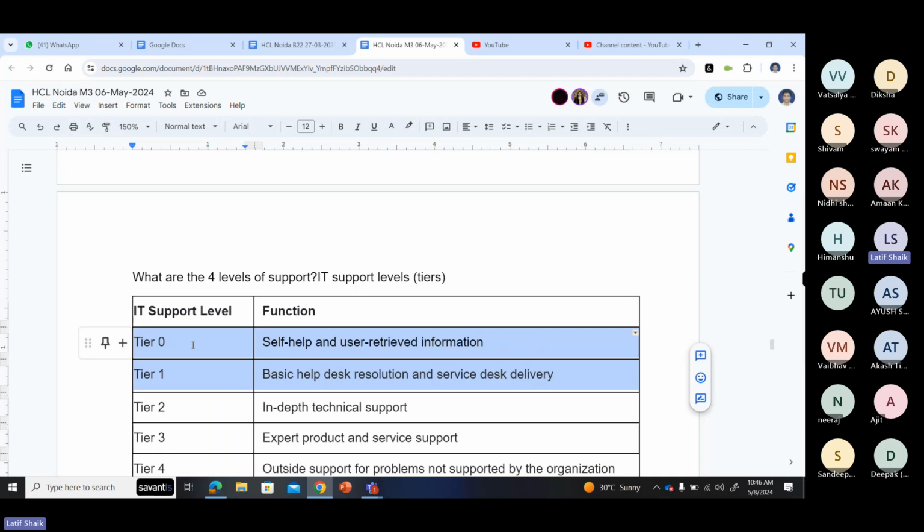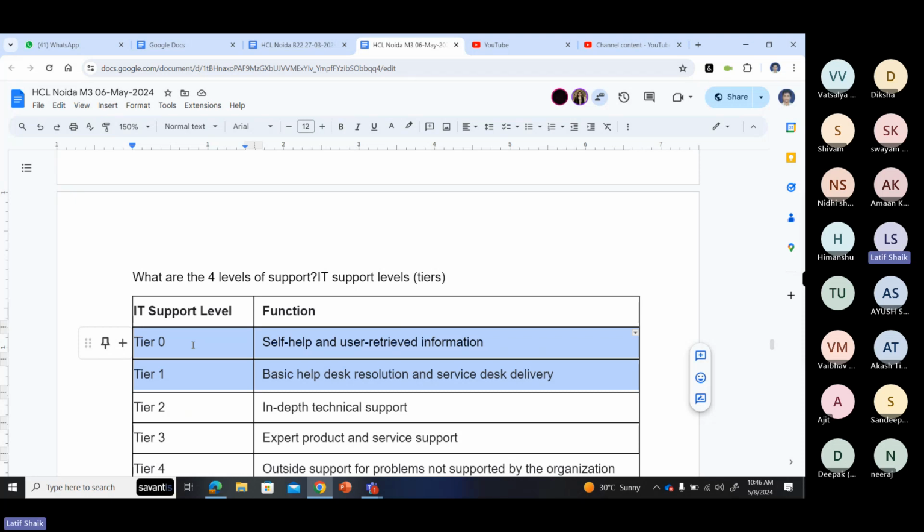And tier 1 is a level 1 person who has to have at least good domain knowledge. So the specific service desk deliveries, help desk resolution, means you need to support the customer at a basic level. Understand means he cannot get higher-level access, but he is able to understand the issues. He is able to resolve the issues also.